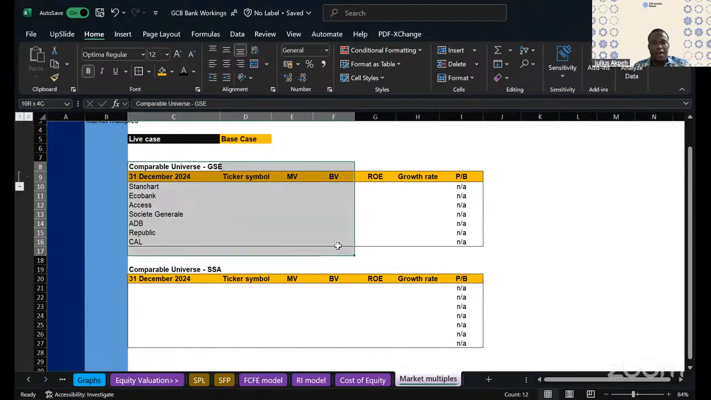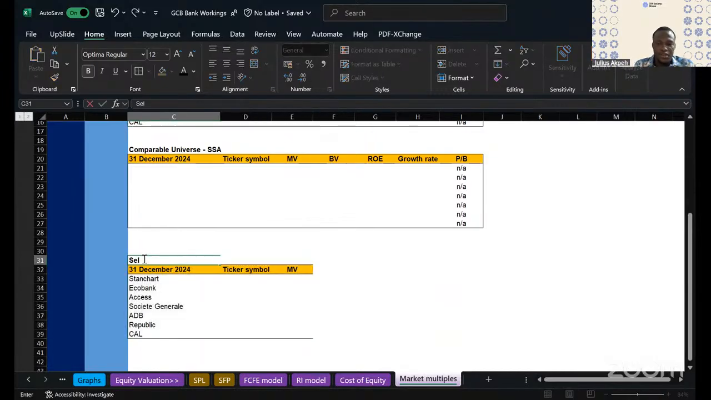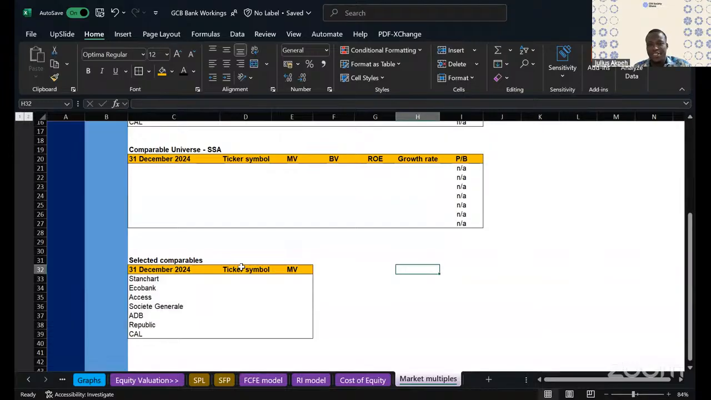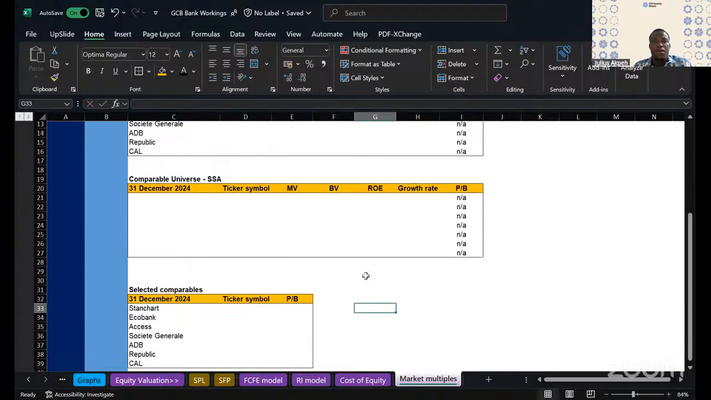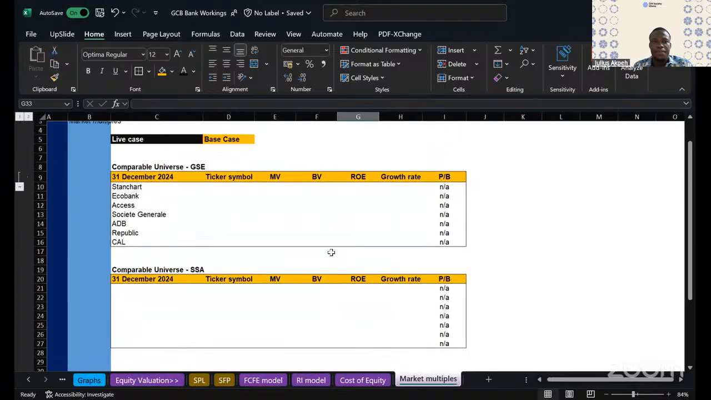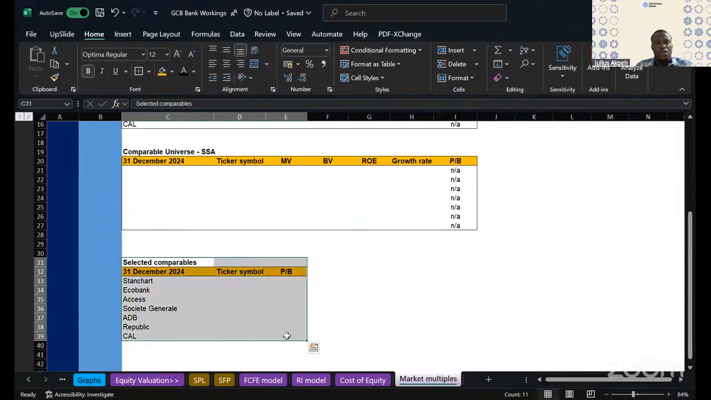So my comparable companies, let me bring this here. Selected comparables. So we are going to do the selection based on fundamental drivers rather than just looking at, oh, we are all banks, we are all this. No. So price to book ratio of the various comparables that we selected.